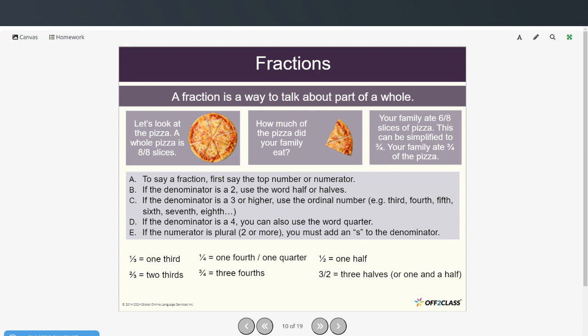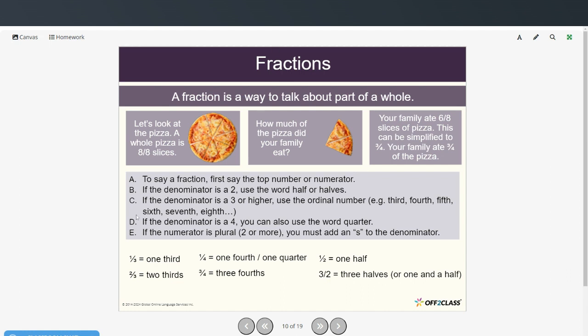So to say a fraction, say the top number, or numerator. If the denominator is 2, use the word half or halves. If the denominator is 3 or higher, use the ordinal number: third, fourth, fifth, sixth, seventh, eighth, etc. If the denominator is a 4, you can also use the word quarter. And if the numerator is plural, 2 or more, you must add s to the denominator.